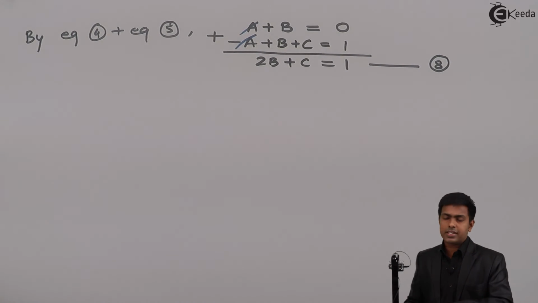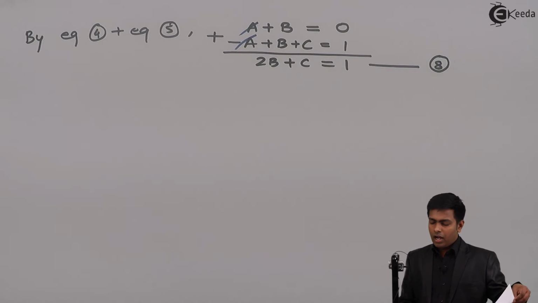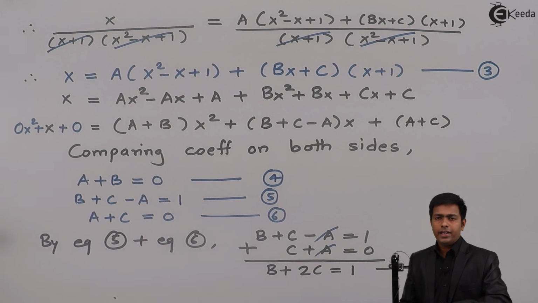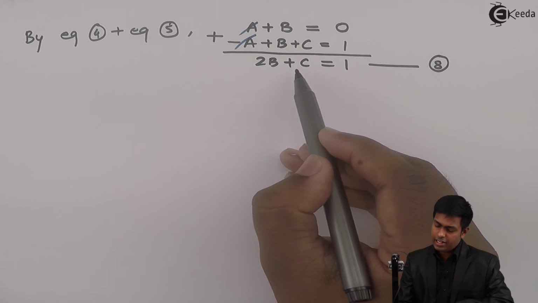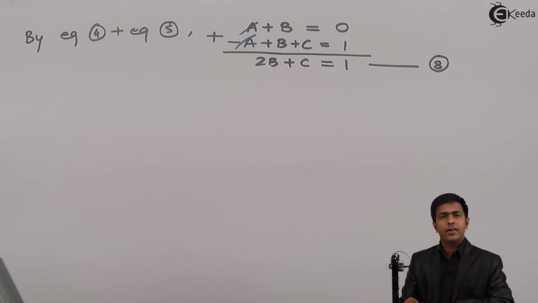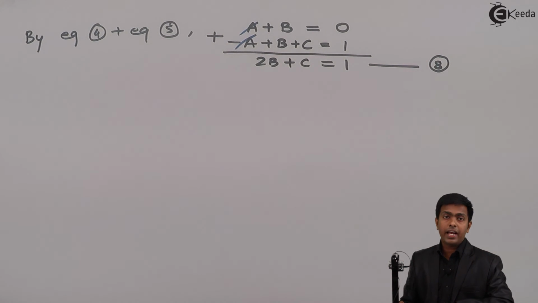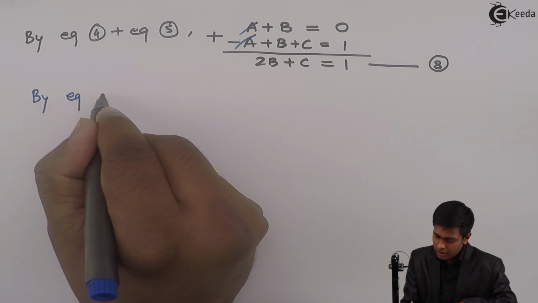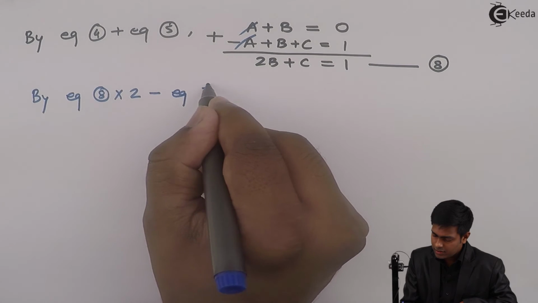And now we'll solve equations number 7 and 8 simultaneously to get the values of b and c. How will we proceed? If you observe, the coefficient of c in equation number 7 is 2. So I will try to make the coefficient of c in equation number 8 as 2, so that we can subtract equations number 7 and 8. To make this coefficient 2, we'll multiply equation number 8 by 2. So equation number 8 multiplied by 2 minus equation number 7.